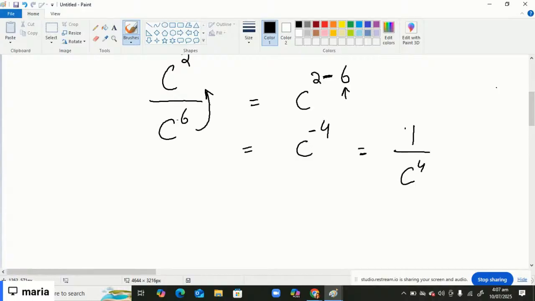So in this way, you are going to move the negative sign to the positive sign.